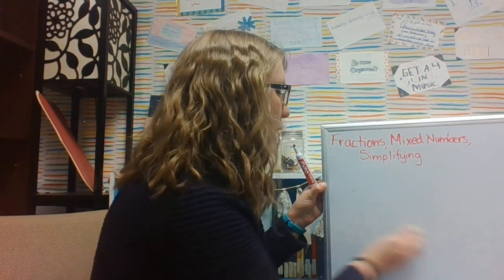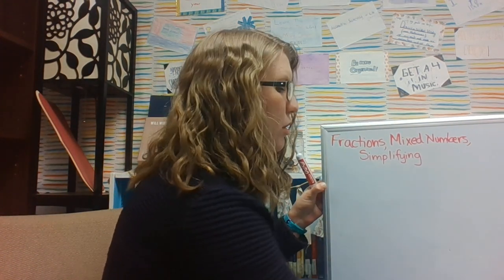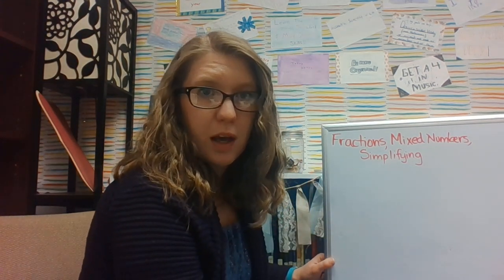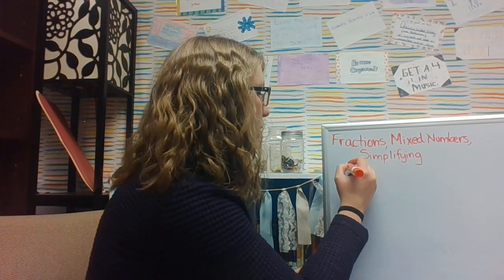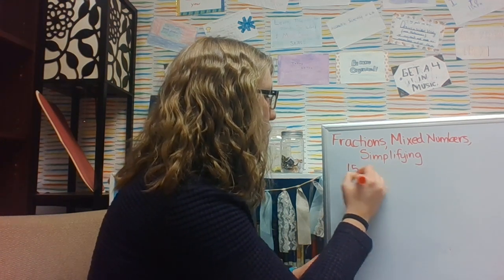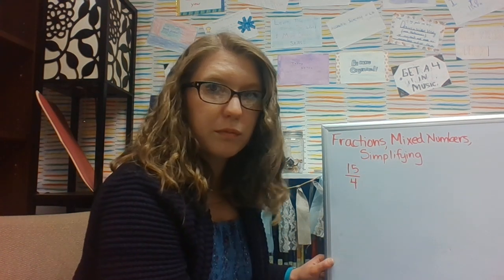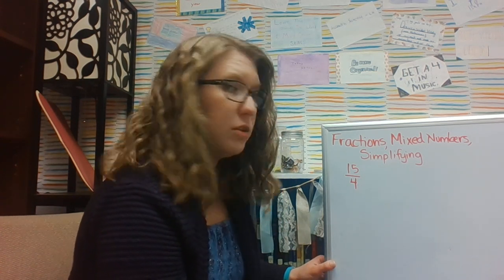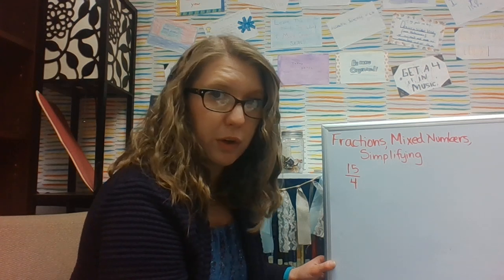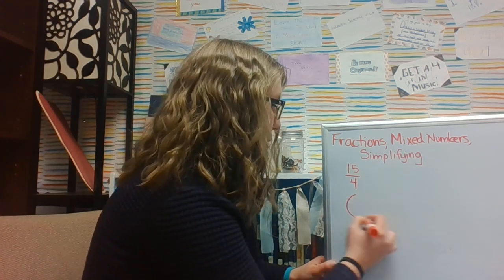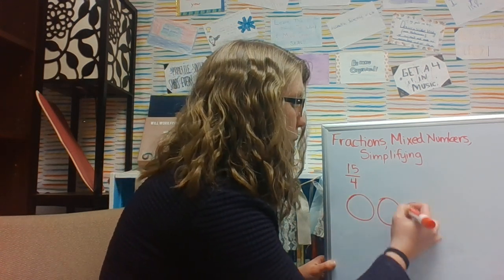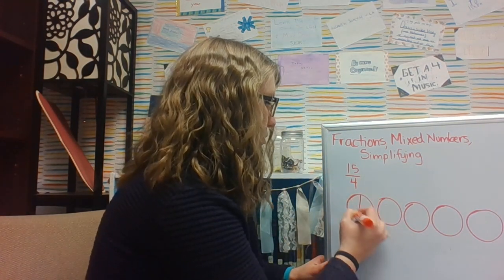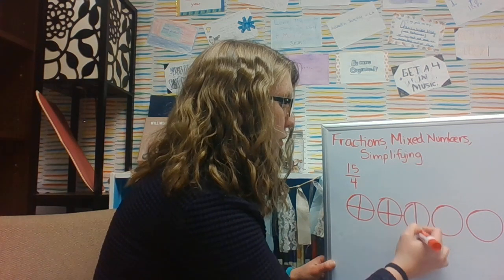Now, if I had an improper fraction and I were trying to turn it into a mixed number, then I can use whatever pictures I want to as well. So let's say I had 15/4. Let's try that. One thing I could do is make a bunch of circles that are all split into fourths. I don't know how many circles I'm going to need yet, so I'm just drawing a bunch. And I split them all into fourths.